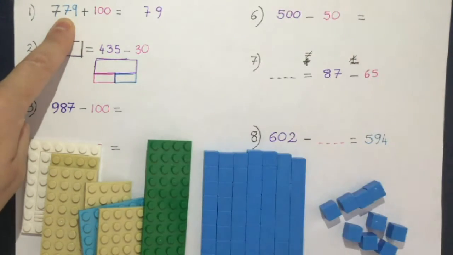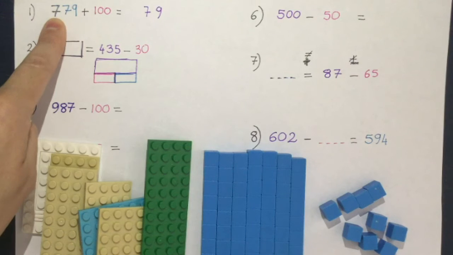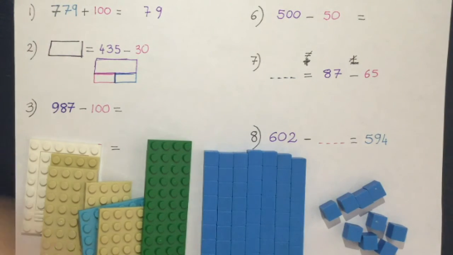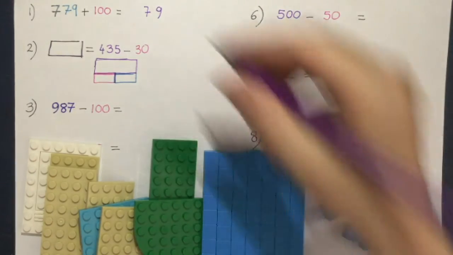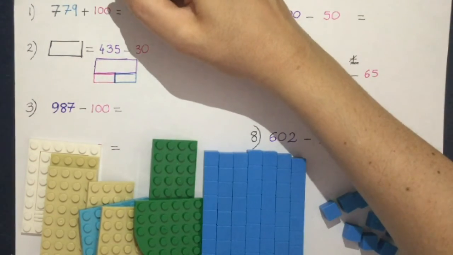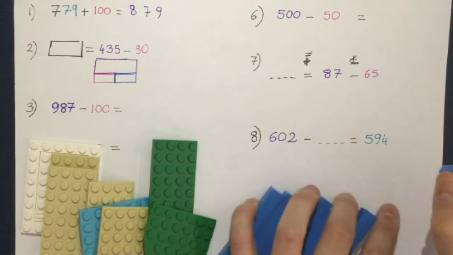What do I need to focus on when I am adding 100? I need to focus on my 100. So I would add another 100 more. That would be 800. Okay? So I could do that without the place value counters.